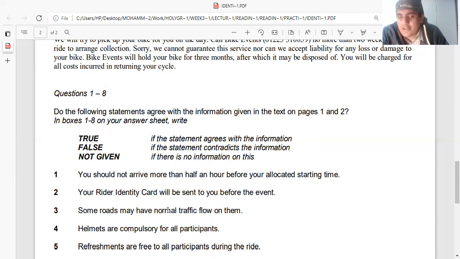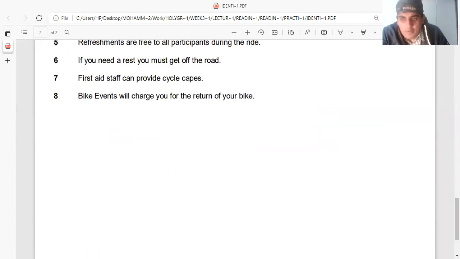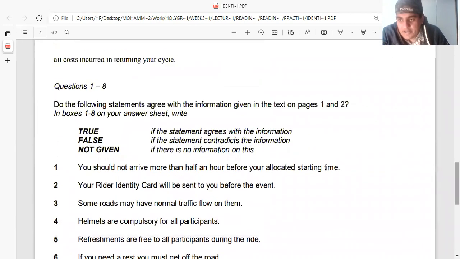It really helps you indulge in better time management. So next up, number 4, helmets are compulsory for all participants. It's very important for us to know the meaning of compulsory, important, mandatory, as in you cannot participate in the race without wearing a helmet. Now, I believe if you go above, there was a section over here that was pertaining to the helmets.